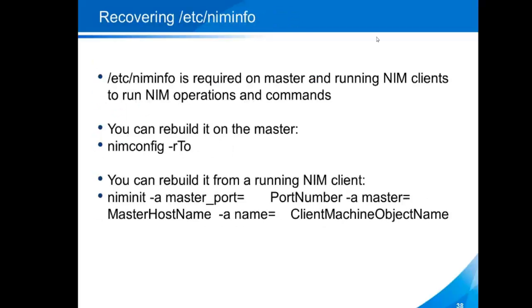niminfo is going to be required on the master and all of the running NIM clients. You can rebuild it on the master, and if necessary you can point the master at one of the clients that's running and it will rebuild it on the master from that client. What that tells you is, as I mentioned before, in the niminfo file we have those ports that are listed in there. So if you end up using non-standard ports, as in not 1058 or 1059, then you need to make sure that all of the NIM clients have the correct NIM ports in there.